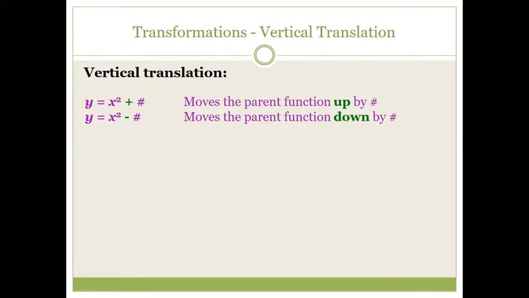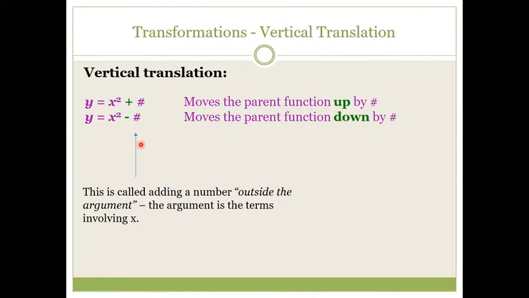So when we do a vertical translation to our parent function, all we do is come out to the end and we add or subtract the number. So if we're adding a number, we can see that it moves that parent function up. If we subtract some number, that moves the parent function down by that number.